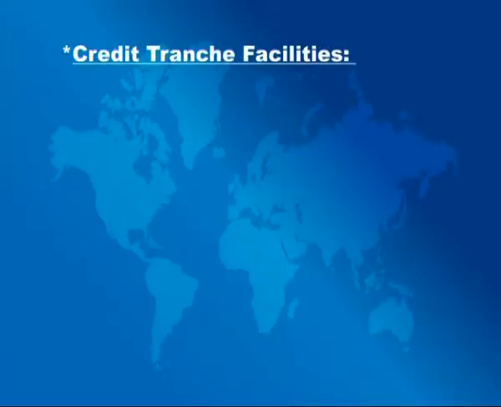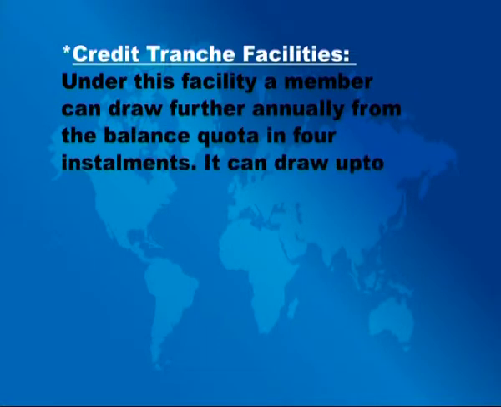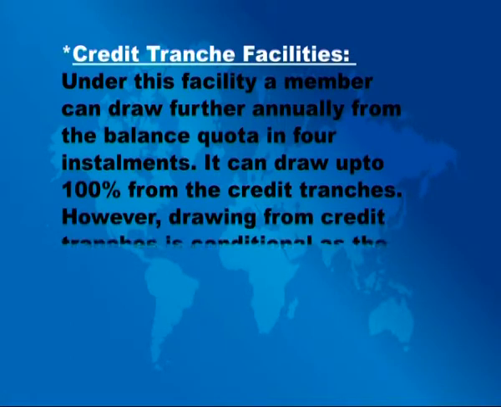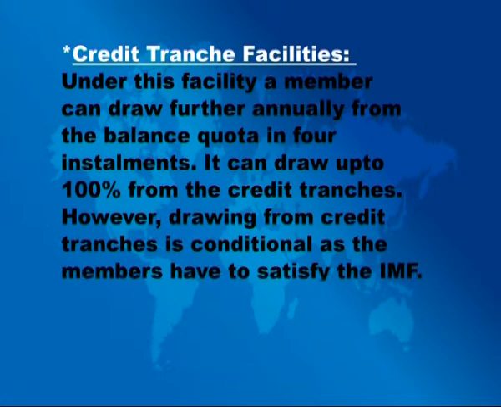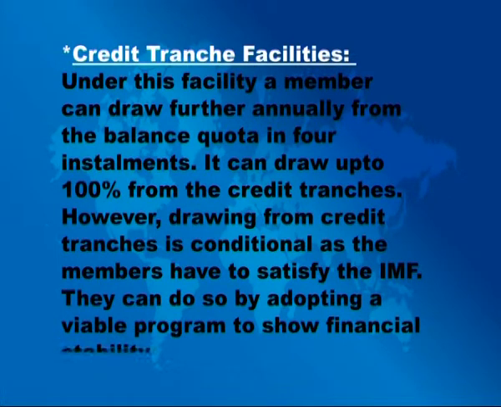The credit tranche facilities. Under this facility, a member can draw further annually from the balance quota in 4 installments. It can draw up to 100% from the credit tranches. However, drawing from the credit tranches is conditional, as the members have to satisfy the IMF. They can do so by adopting a viable program to show financial stability.